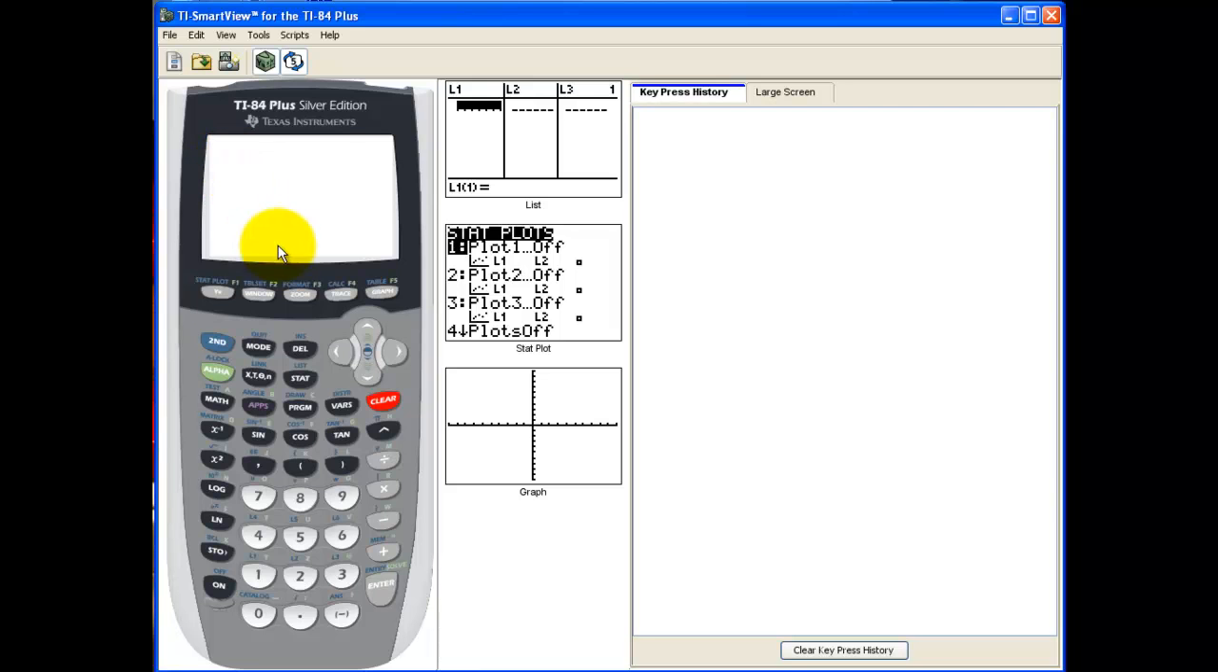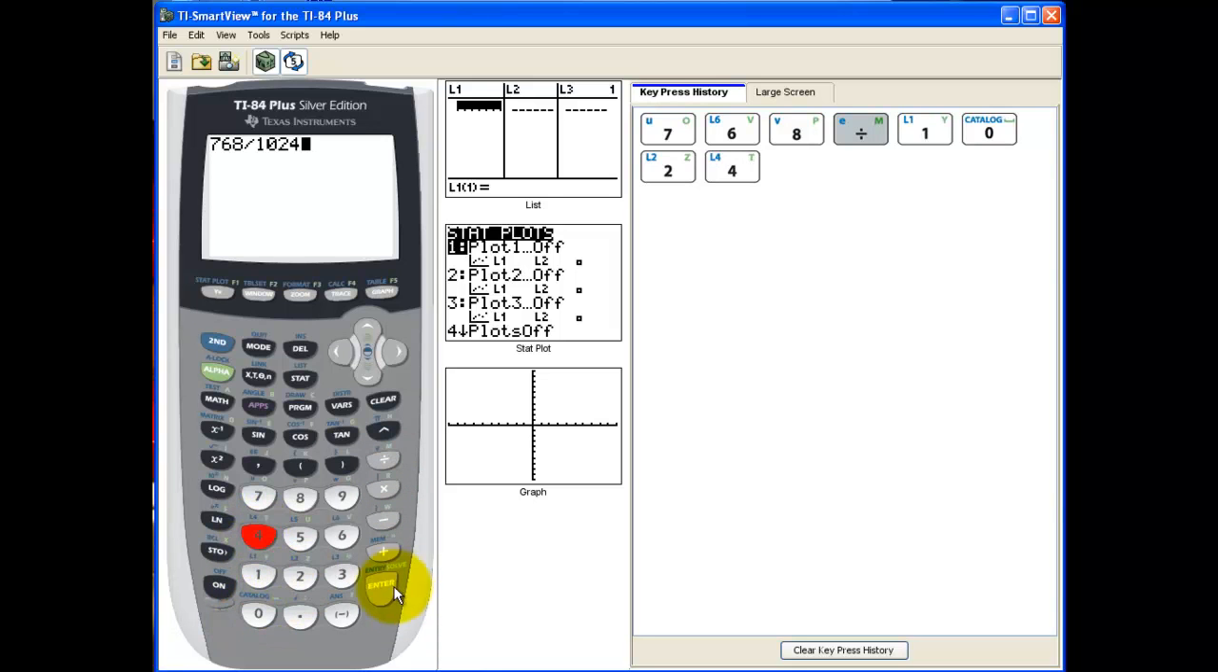And so to calculate this, we would just take x, which in this case is 768, and divide that by the sample size, which is 1,024. Now in this case, I'm getting a very nice decimal. It almost appears that the problem was cooked up.